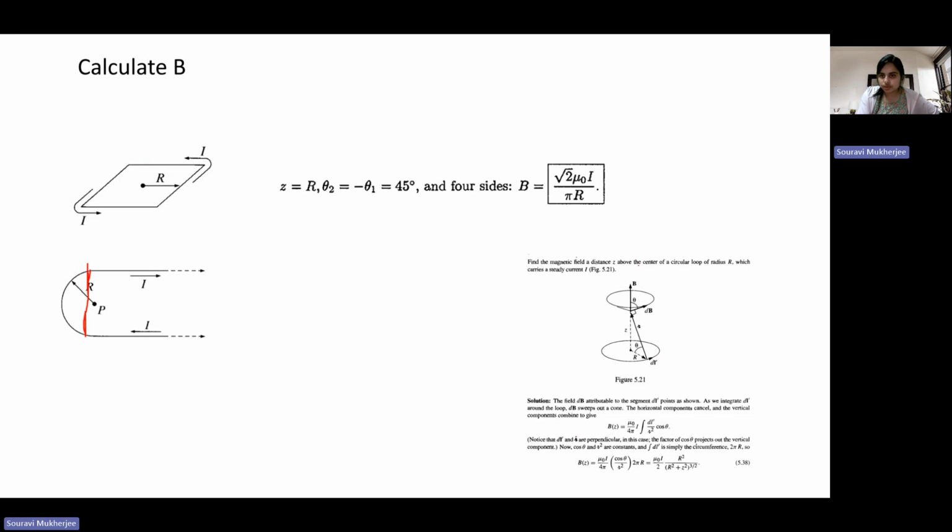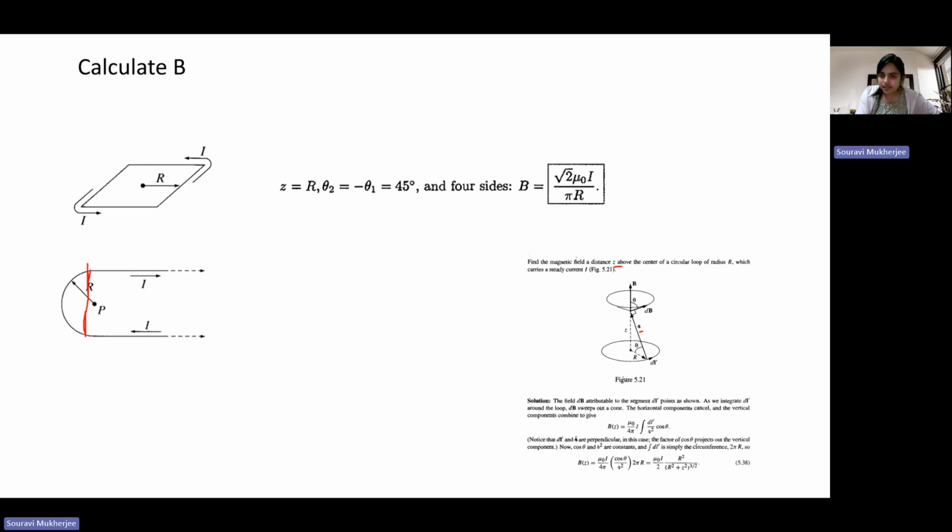So here you have a circular loop, and you want to find the field at some distance z. The loop radius is R, carrying current I. So basically you take a small line element along the loop, and the distance from this small line element to the field point where you want to find the field is given as r. If the perpendicular distance is z, and this is capital R, you can write r as root over R square plus z square, right?